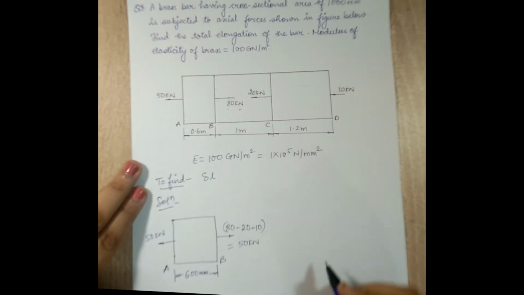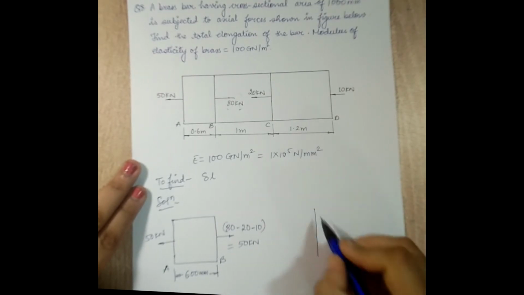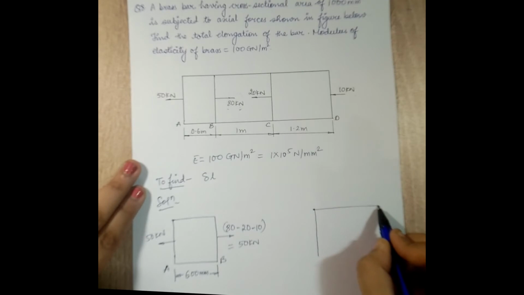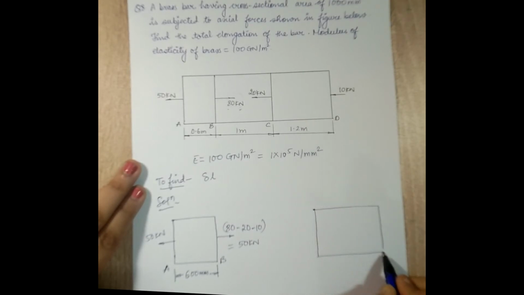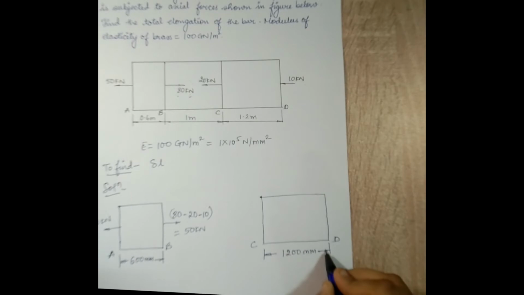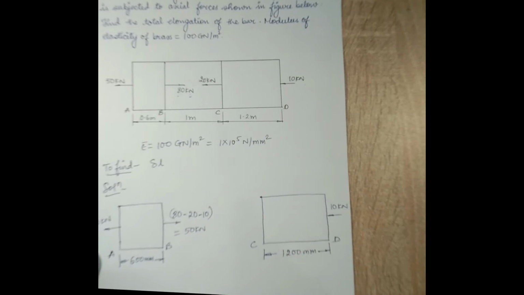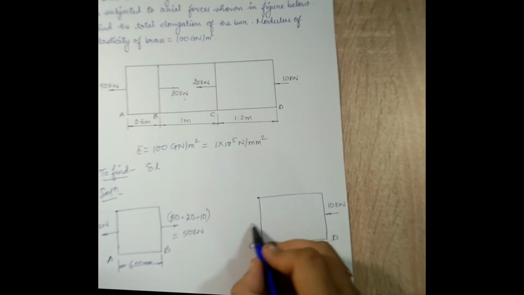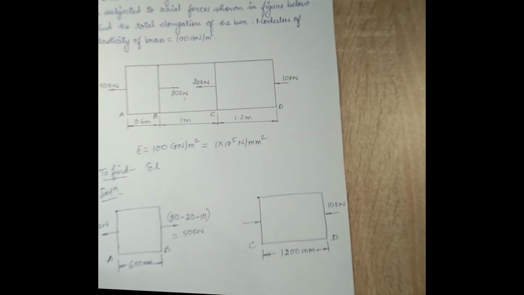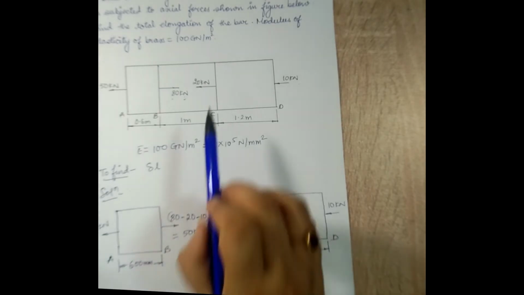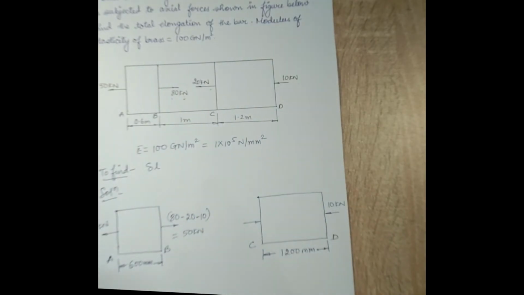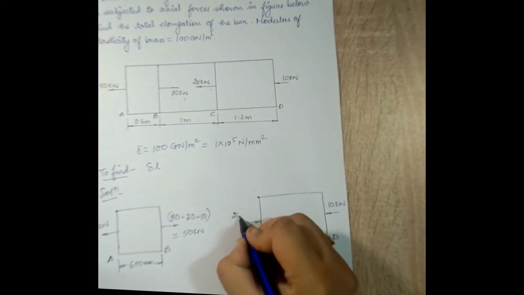Next, I'll draw the FBD of CD, because I know at one end the value is 10 kilonewton. One end the value of load is 10 kilonewton. This is of compressive type. So I know that from this end obviously there will be a compressive type of load. Let's just check once. 20 kilonewton is the first load at junction C, which is of pull type, so I'll write plus 20.